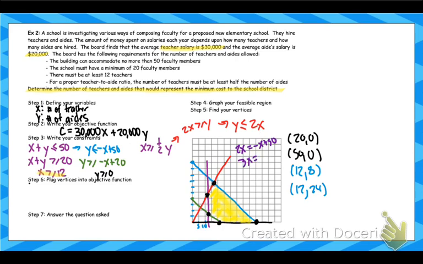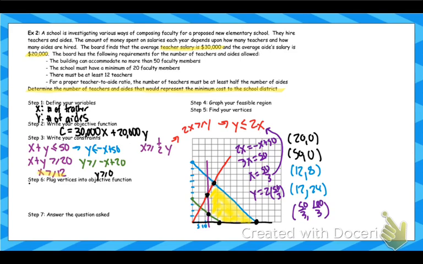Well, 3x equals 50. X equals 50 over 3. To find the y coordinate, take x and plug it back into either function. So 2 times 50 over 3 is 100 over 3. So those are my intersections, or my vertices. Those are the possible min and max values for this problem.